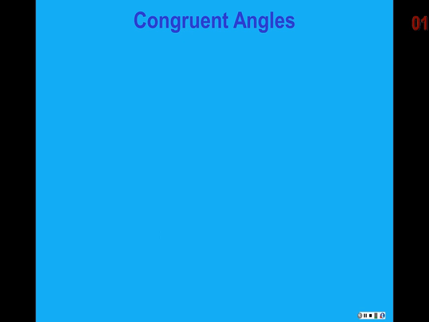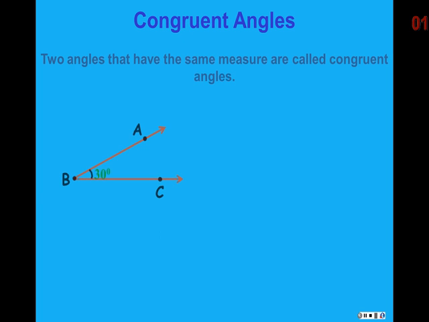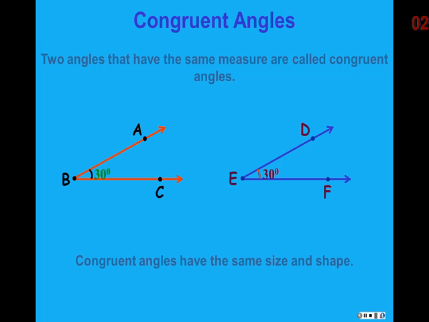Congruent angles, that means that the angles are the same. So two angles that have the same measure are called congruent angles. I have angle ABC, which is 30 degrees, and I have angle DEF, which is 30 degrees. So these two angles are congruent. Congruent angles have the same shape and size.